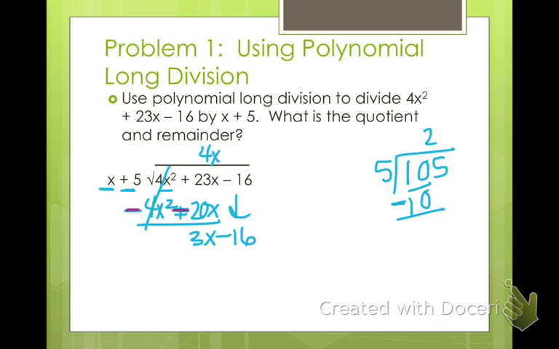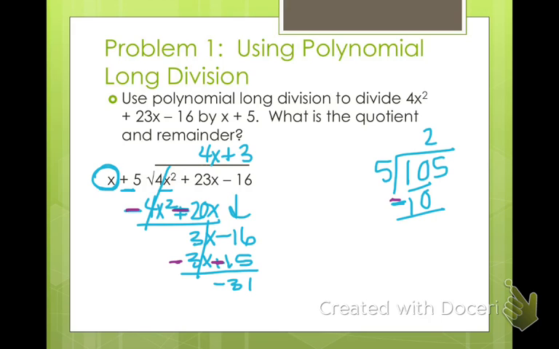So now I'm going to look at this x again. x times what makes 3x? Well, that's a plus 3. So 3 times x is 3x. 3 times 5 is 15. That's a positive 15. But now, just like we did over here, we need to subtract both of them. So those 3x's are going to cancel, and then I get a minus 31.